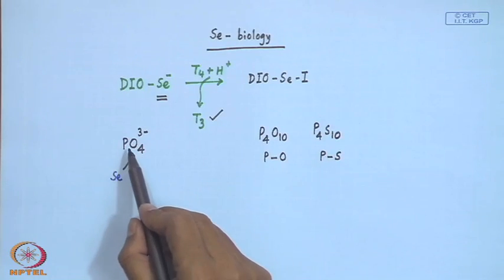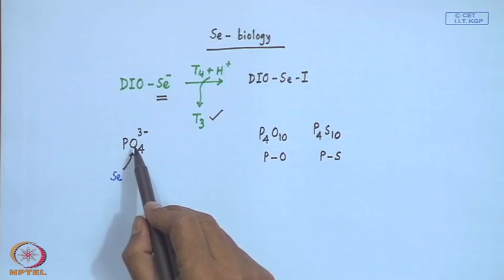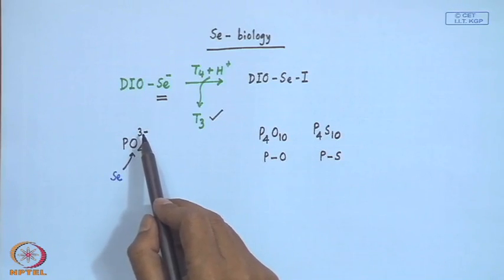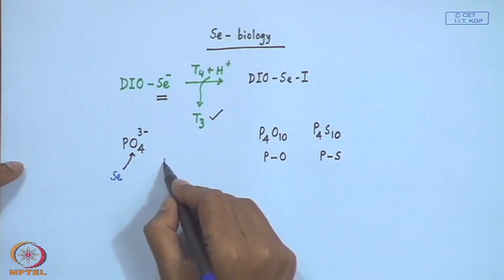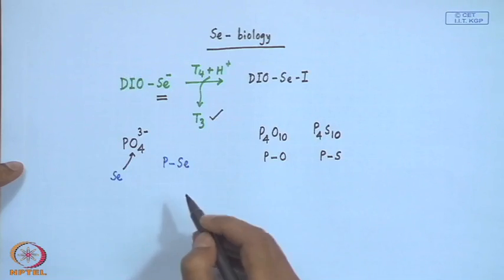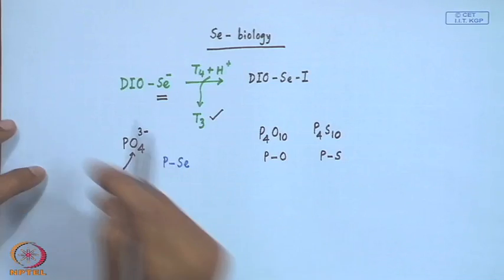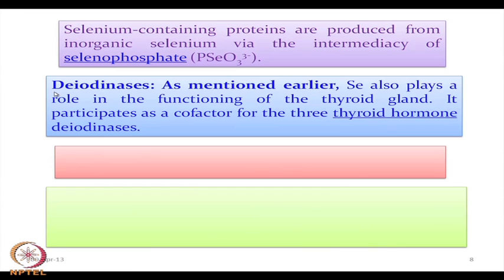That means we have phosphorus attached to selenium and one oxygen less, that means three oxygen atoms, but the overall charge on the species would still be 3 minus. So, in the selenophosphates we have the relevant phosphorus selenium bond. The same is happening in the formation of selenocysteine and selenomethionine molecules.